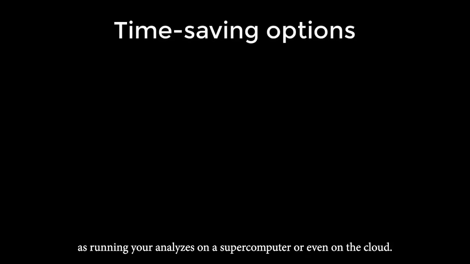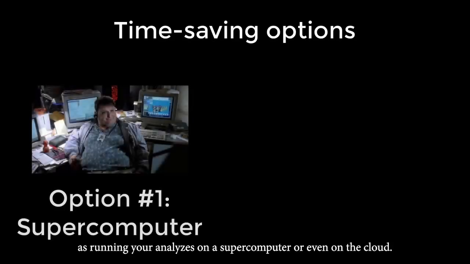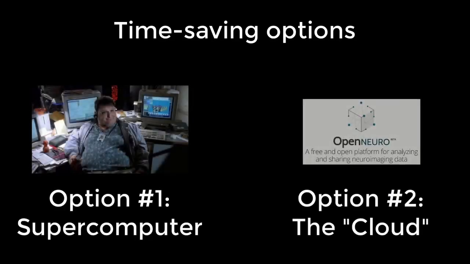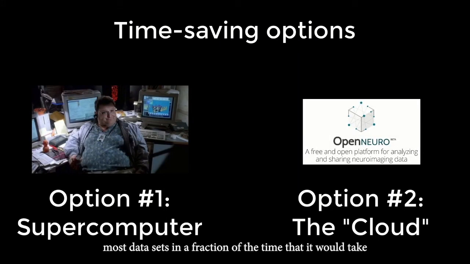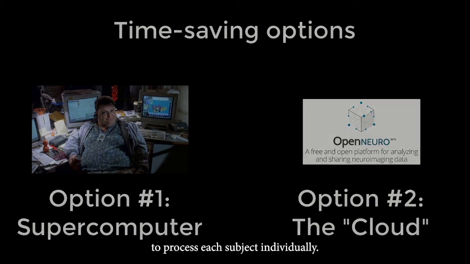There are other options to save time, such as running your analyses on a supercomputer or even on the cloud. If you prefer to use your own machine though, Parallel can finish most datasets in a fraction of the time that it would take to process each subject individually.